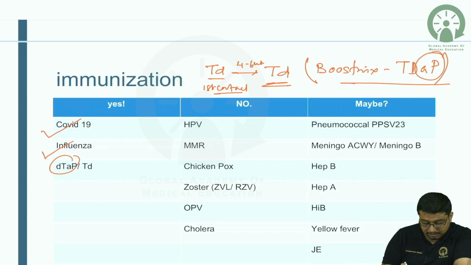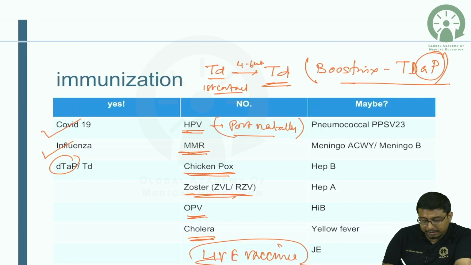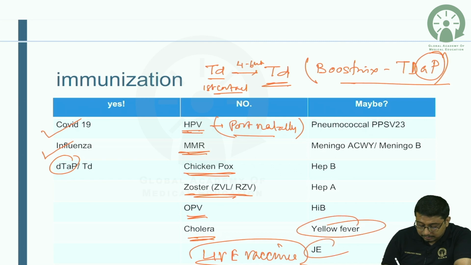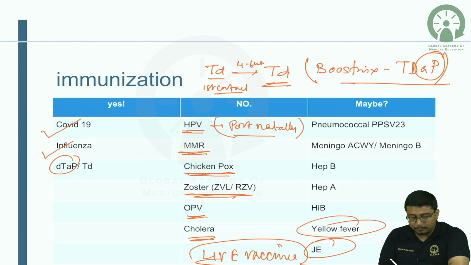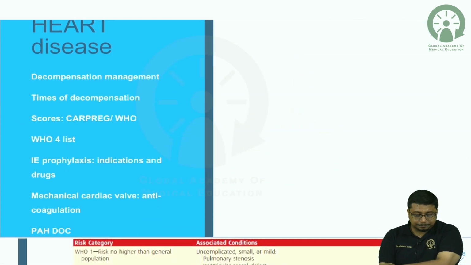It contains acellular pertussis. So what are the vaccines that are contraindicated? HPV vaccine, even though it is indicated postnatally. Postnatally it can be used. MMR vaccine, chickenpox vaccine, zoster vaccine, OPV vaccine, cholera vaccine. Basically live vaccines, unless absolutely needed, are contraindicated in pregnancy. What are the vaccines that can be given? Like yellow fever, JE. All these vaccines can be given if there is an absolute necessity, right?